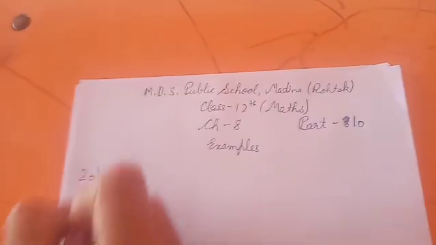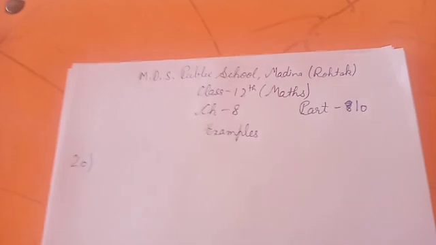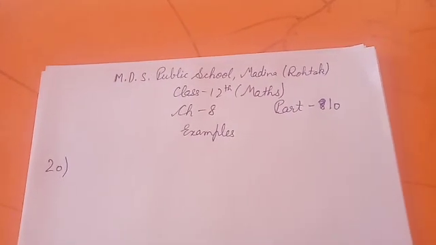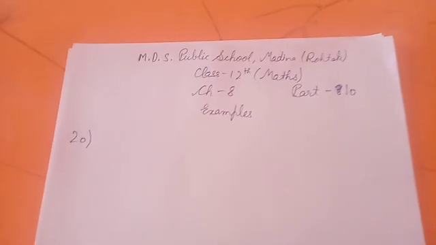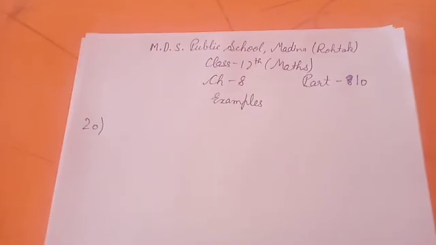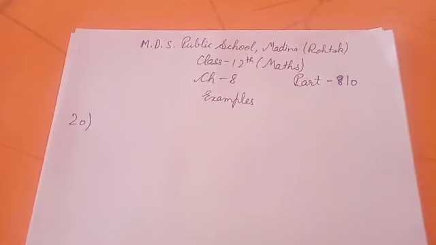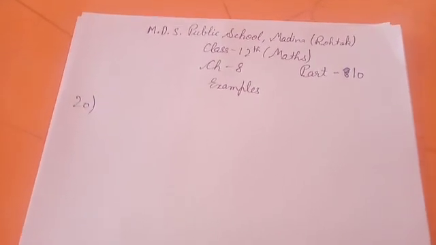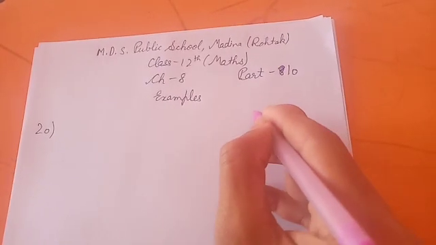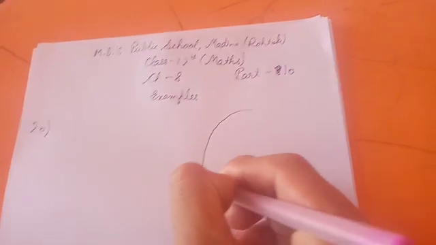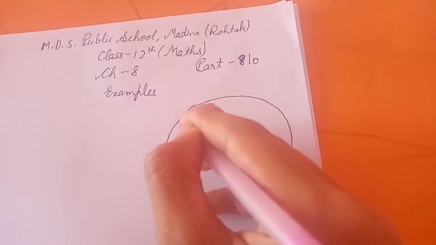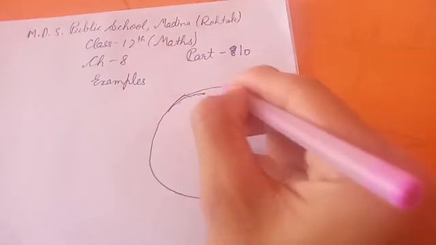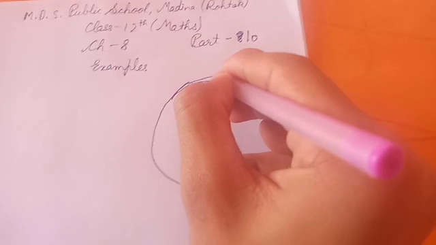Example number 20. Show that the height of the cylinder of maximum volume that can be inscribed in a sphere of radius r is 2r by root 3. Also find the maximum volume. Okay, what they have given is a sphere and a cylinder is inscribed in it.